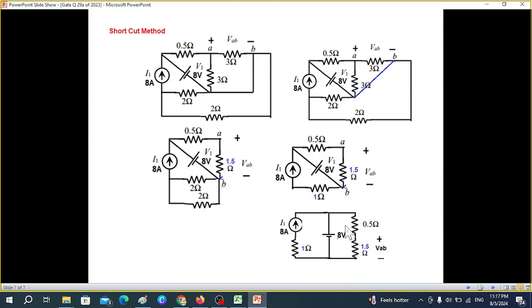Now I hope you know that whatever is the voltage here, which is 8 volt, will be the same here, 8 volt will be the same here, 8 volt. So using this logic, by voltage division rule, we can directly find the voltage VAB. So VAB is 8 volt divided by 0.5 plus 1.5 multiplied by 1.5, which is equal to 6 volts. So this is, I hope, comparatively easier to follow.